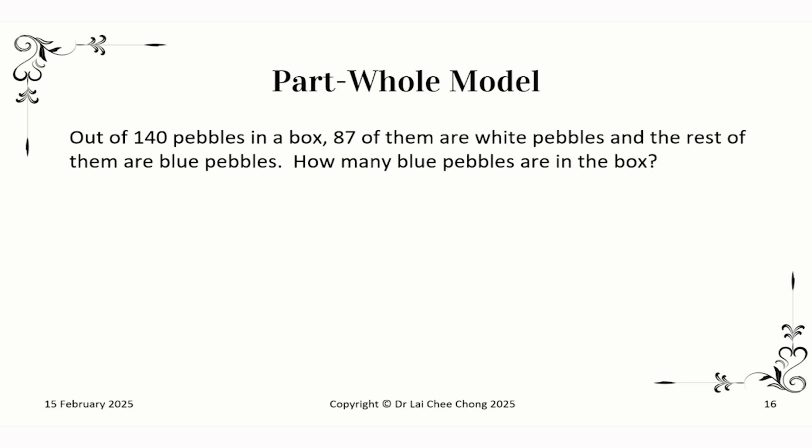And they also tell you something about the white pebbles, how many white pebbles there are. So therefore, you only need to find the blue pebbles. That's it. So the kids can just draw a simple bar model, something like this.